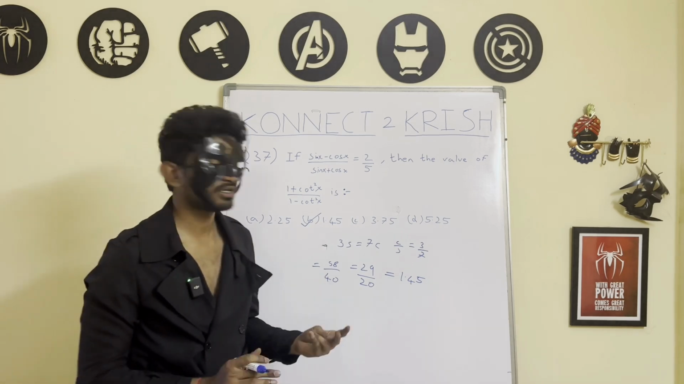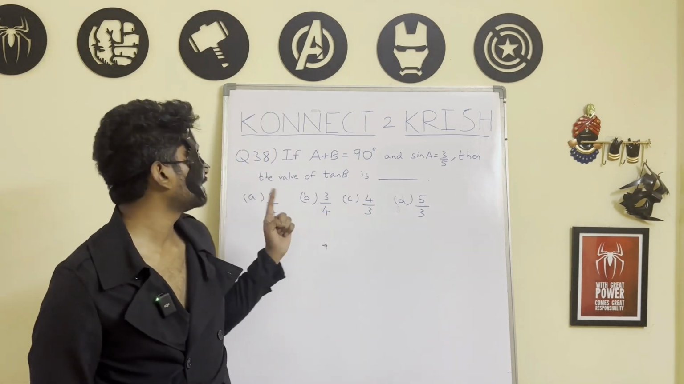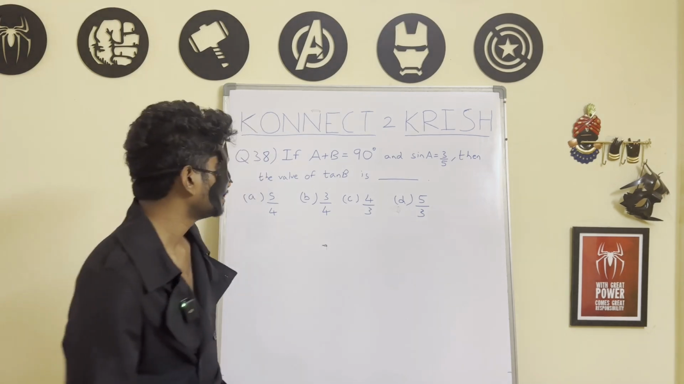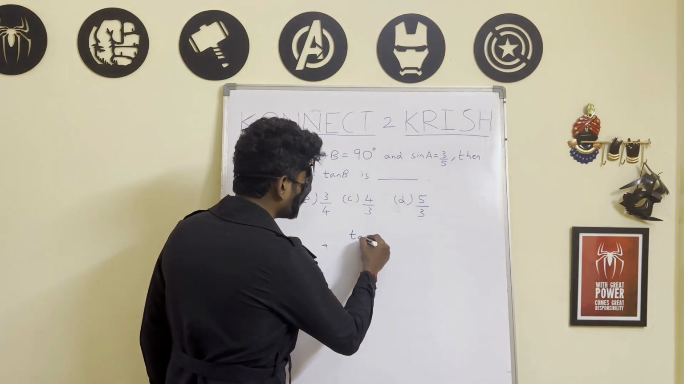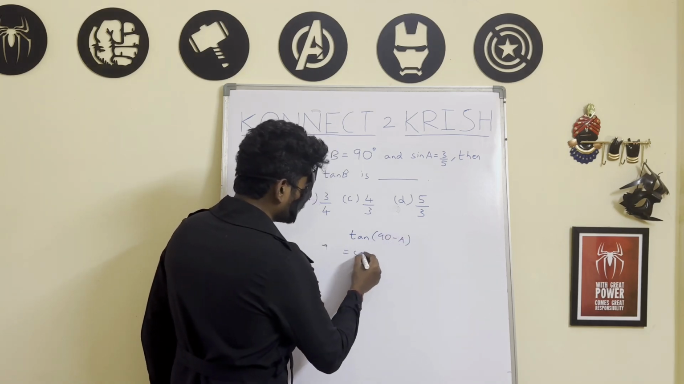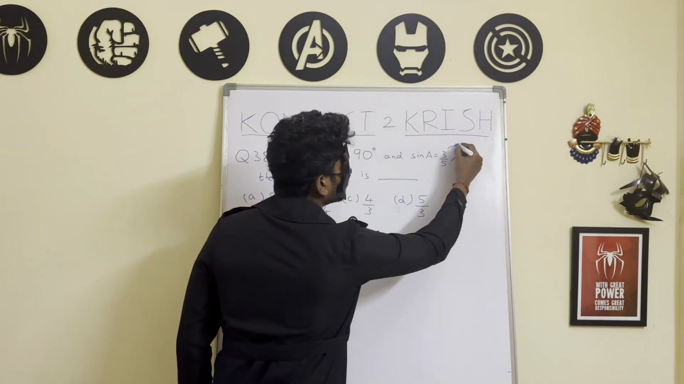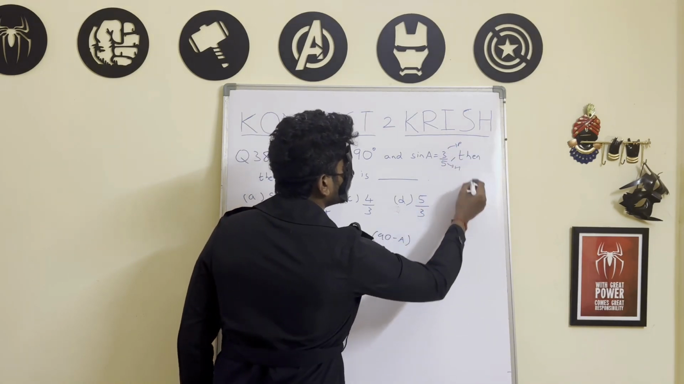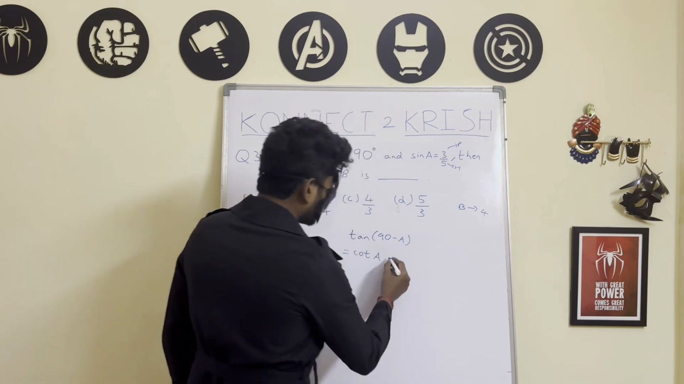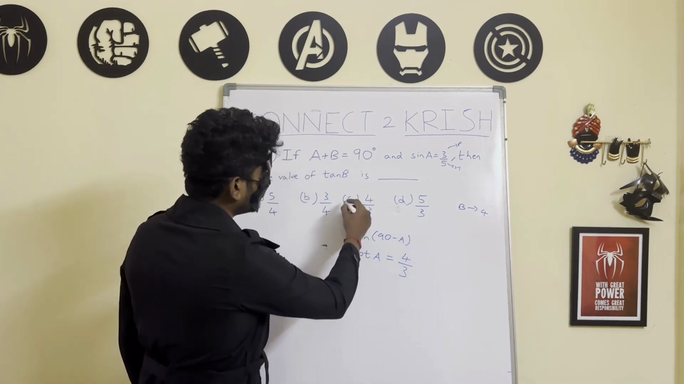I have solved this fast because I have already solved these kind of problems in my previous video, so you can check it out. So superhumans, next question is, if a plus b is equal to 90 degrees and sin a is equal to 3 by 5, then the value of tan b is. So how can I solve this? b is nothing but 90 minus a, so I will write it as tan (90 minus a). We all know that tan (90 minus a) is nothing but cot a. And I already taught you, sin is nothing but perpendicular by hypotenuse. So 3, 4, 5 form a triplet, so base will be nothing but 4. So cot A is nothing but base by perpendicular, which is 4 by 3. So answer C is right.